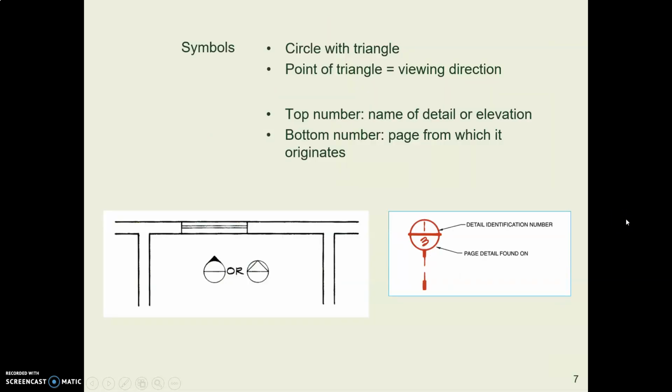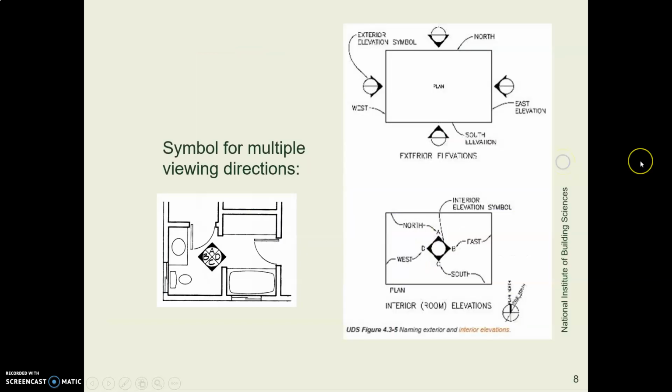And you can make these symbols similar to the way you make section arrows. If you want to show 3 or 4 elevations in a room, you can use one of these, basically a four-sided arrow, and you can show the names of each of these. The problem with this is it doesn't tell you what page number it's on, it just tells you the name.